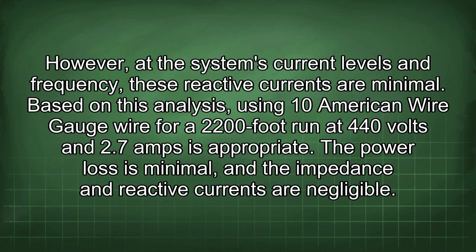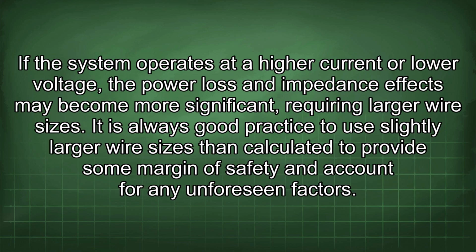Based on this analysis, using 10 American wire gauge wire for a 2200-foot run at 440 volts and 2.7 amps is appropriate. The power loss is minimal, and the impedance and reactive currents are negligible. If the system operates at a higher current or lower voltage, the power loss and impedance effects may become more significant, requiring larger wire sizes.